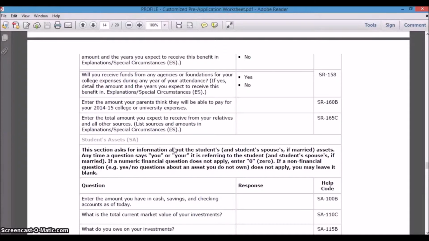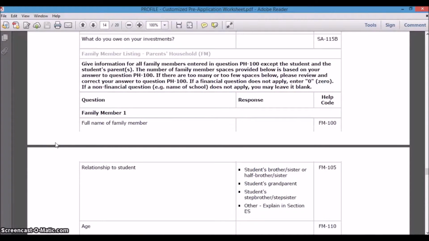But most of you would not have any assets because you don't have steady jobs. So most of these sections do not apply to Ethiopian students. The next section we'll be discussing will be the family member listing.